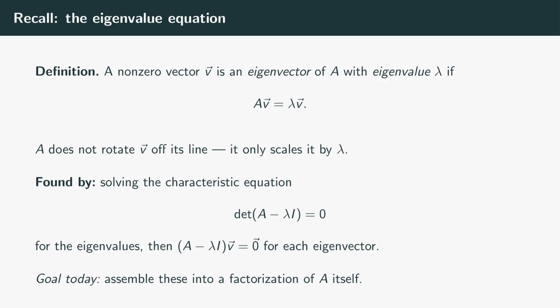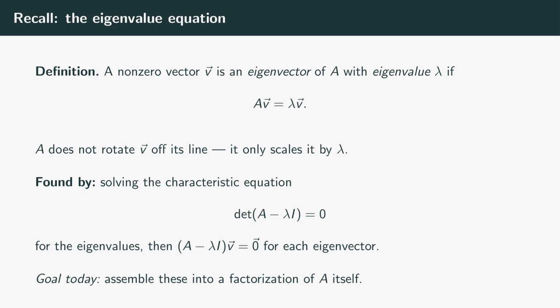Let's recall the setup in one slide. A non-zero vector v is an eigenvector of a matrix A, with eigenvalue lambda, when A times v equals lambda times v. In words, feeding v through A does not turn it off its own line, it only scales it by the factor lambda. We found these in earlier episodes by solving the characteristic equation, the determinant of A minus lambda times the identity, set to 0, which gives the eigenvalues. Then, for each eigenvalue, we solved A minus lambda I times v equals 0 to get the eigenvectors.